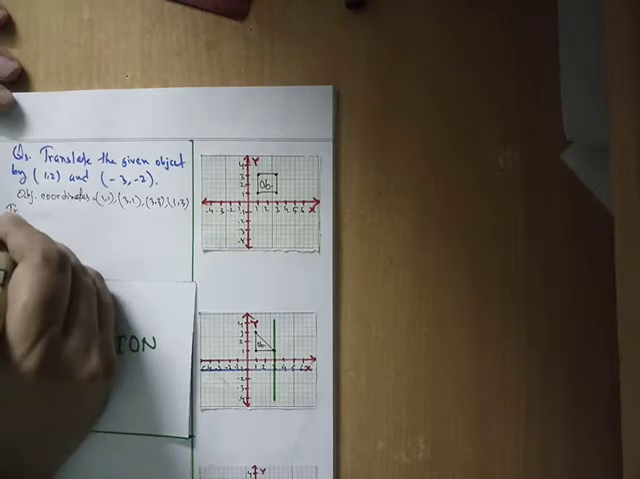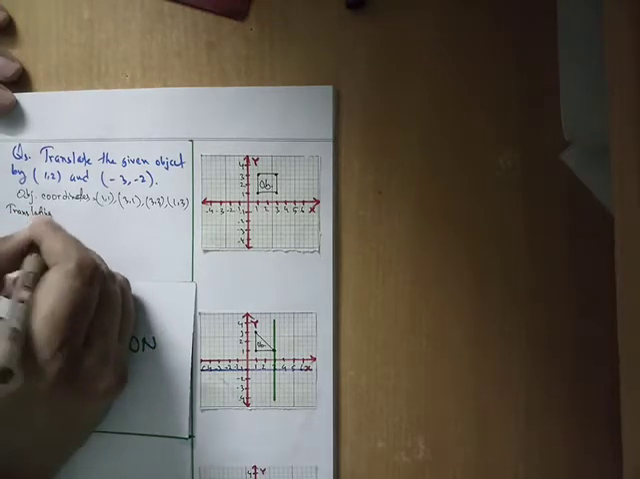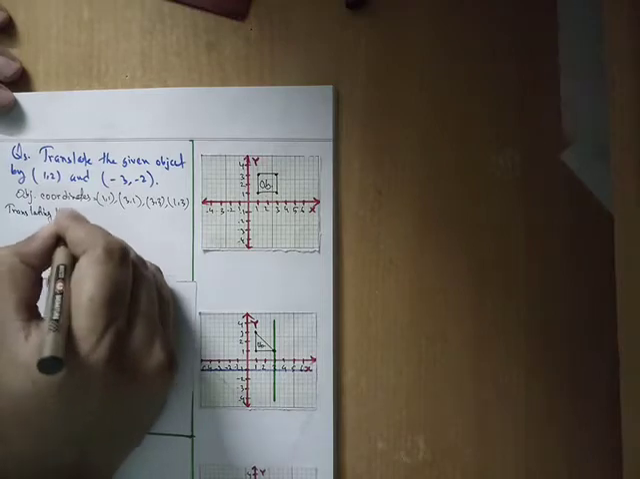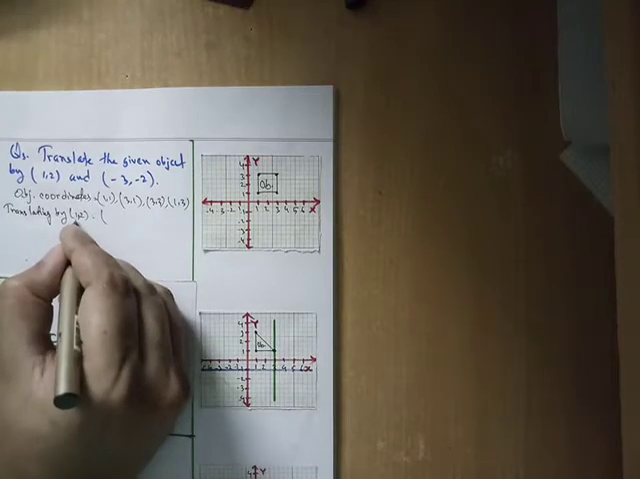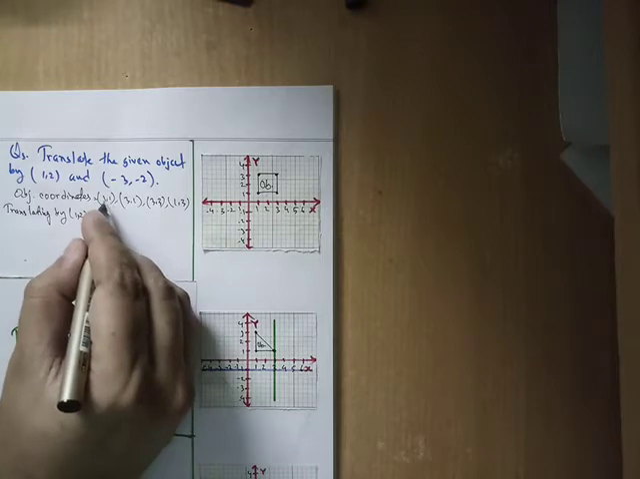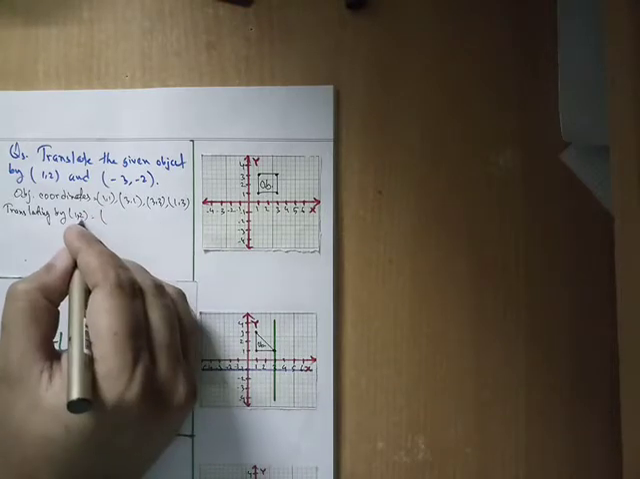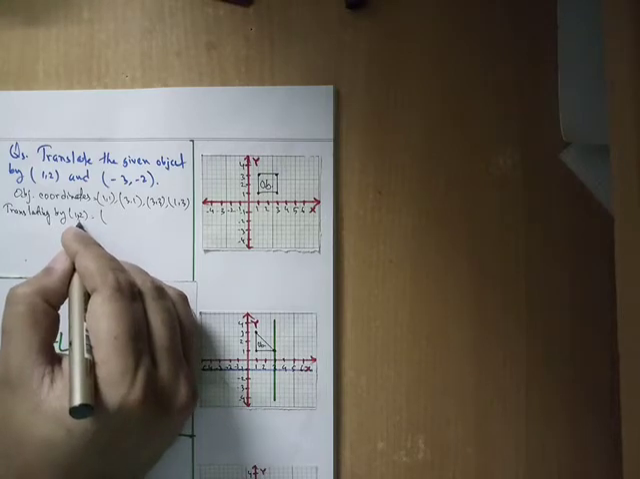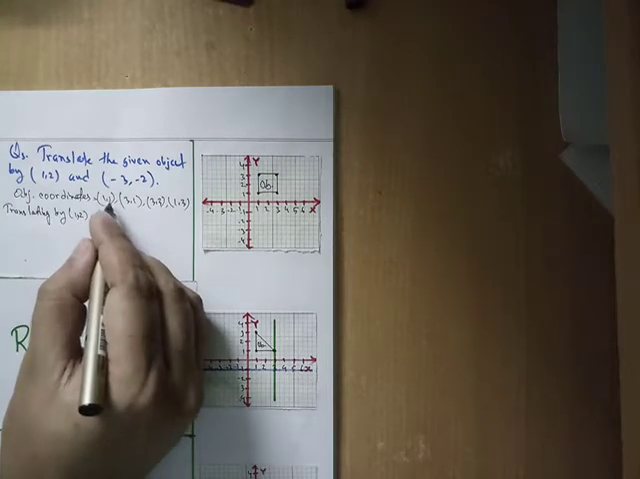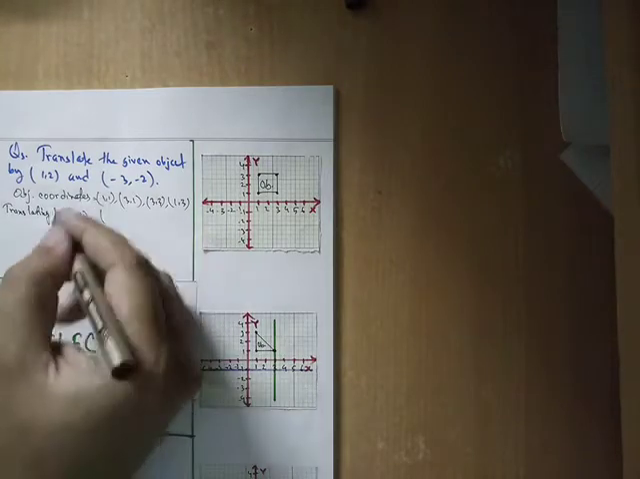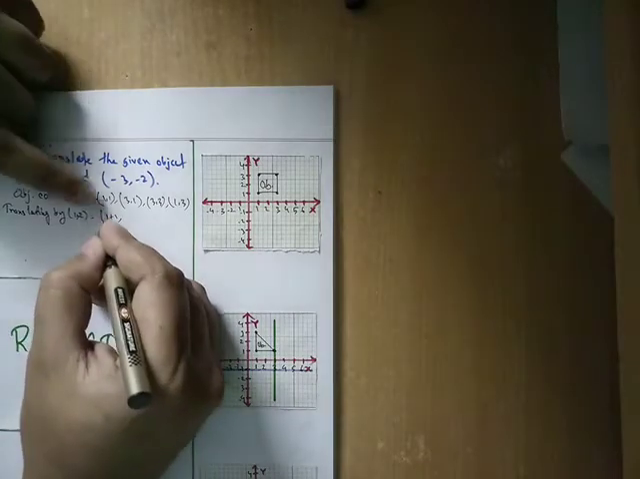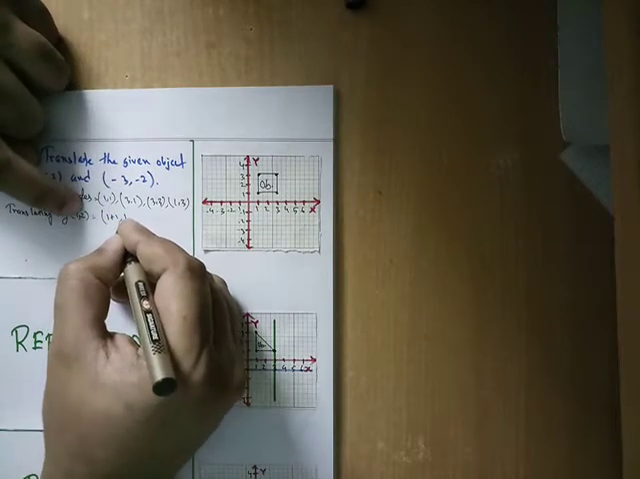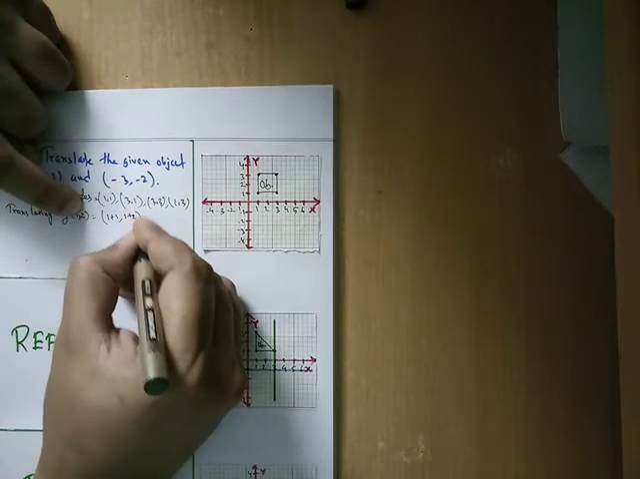So translating by 1, 2 is actually adding this thing up. So 1, 2 means this one, which is the value for the x, I'll add with all the x values of these coordinates, and this second one is for the value of y, so I'll add it with all the y values of these coordinates. So 1 plus 1 comma, and then the y was 1 and the y to be added is 2.